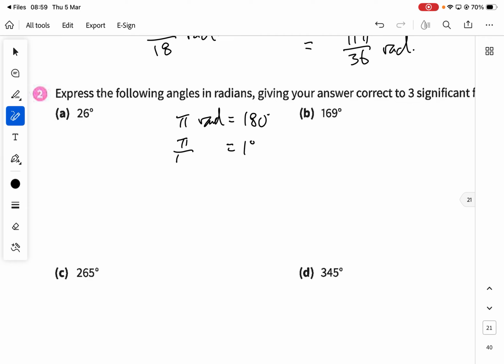Same, from pi to become 1, I divide by pi. So on this side, if I divide by pi also, I will have 180 divided by pi. So every 1 radian is 180 over pi. But I don't remember this second line. I only remember one line, which is enough: pi radian is 180 degree. Then when I want radian, I divide both sides.